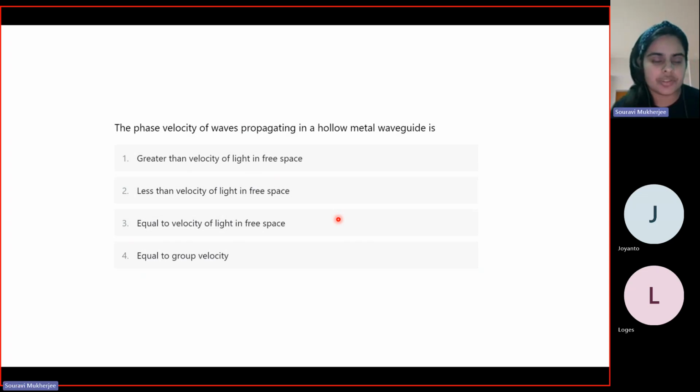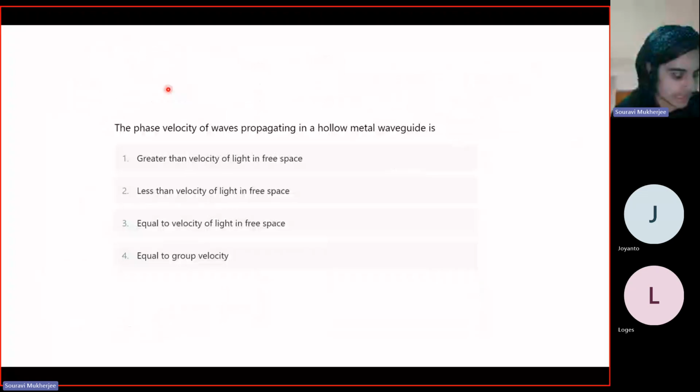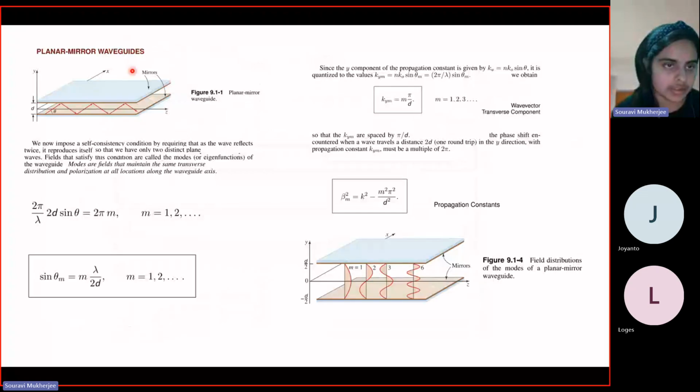Okay. So now what we will be discussing about is planar mirror waveguides. So basically what it means is that you have these two mirrors, and we call them mirrors because the waves will get reflected when they reach these surfaces. Okay. There'll be multiple reflections of the waves. So here it says that you have these two parallel mirrors, and they're at a distance d from each other, and then you have a wave propagating through them.